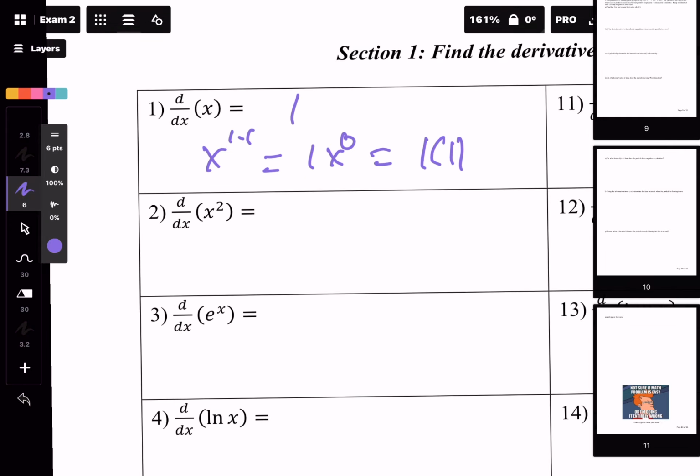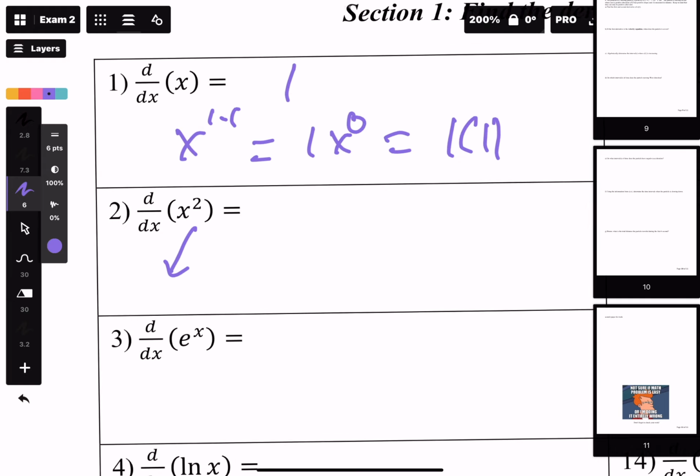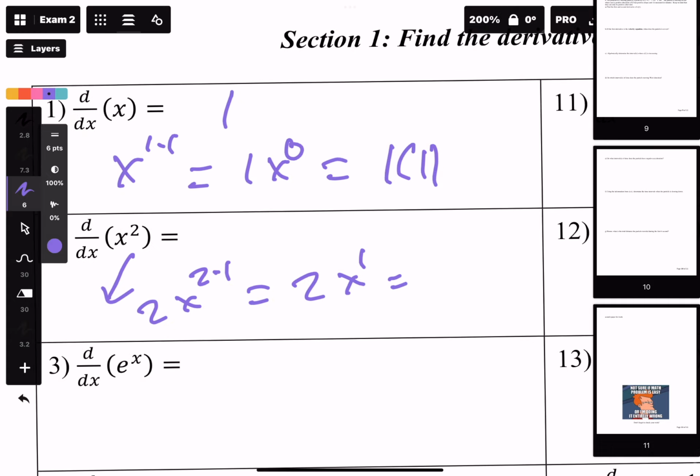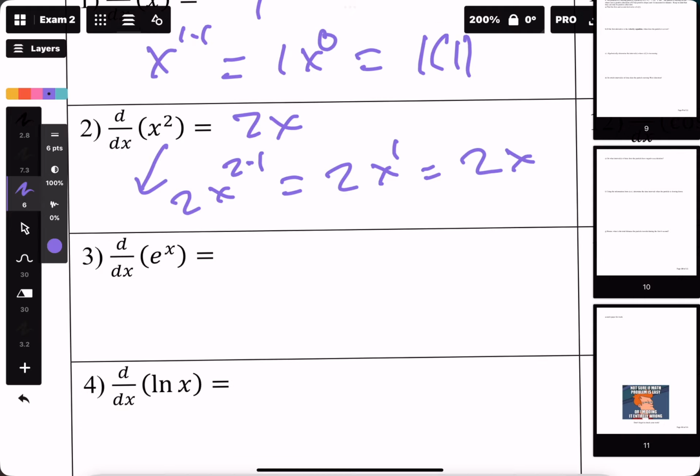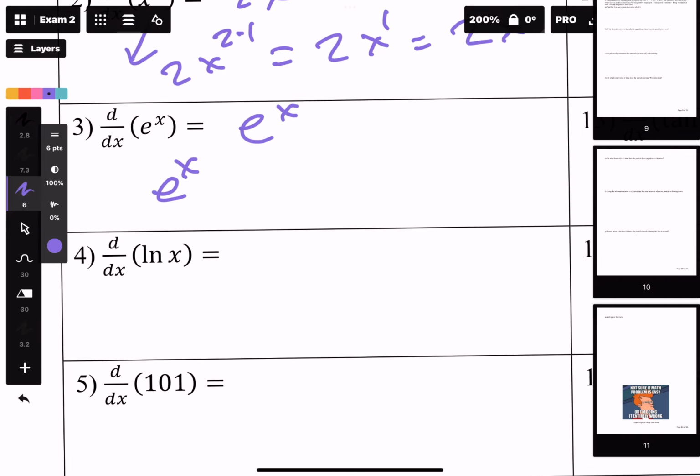Okay, this is pretty much the exact same then. We're using the power rule this time. For this, we're doing 2x to the 2 minus 1, which would equal 2 times 1, which equals 2x. Therefore, it's 2x. This is the exponential rule of e to the x, so it's going to be e to the x, just like that.